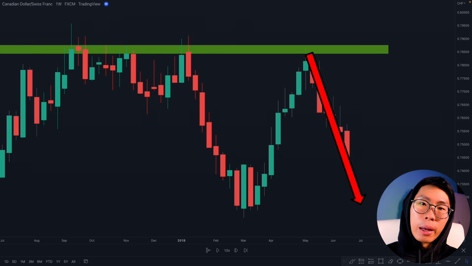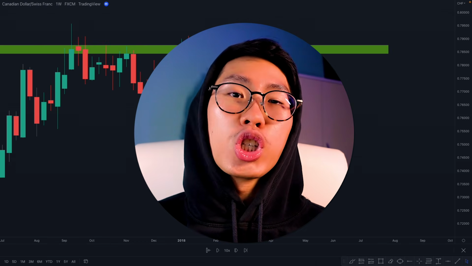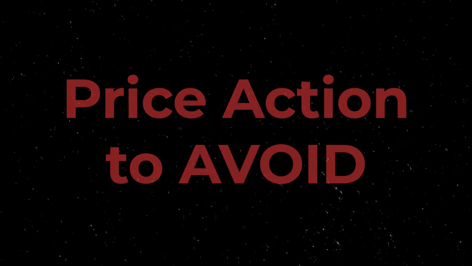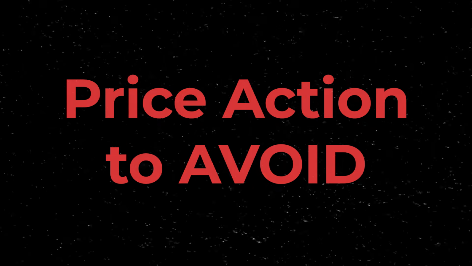Price reversed and headed back down. A good trading strategy will allow you to know when to trade and when not to trade. So here are some price action examples where you want to avoid.